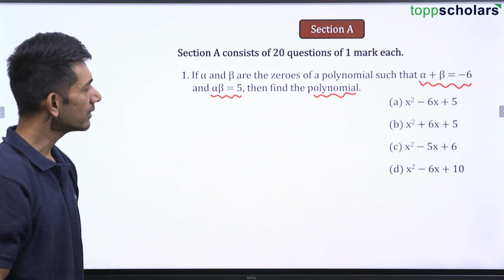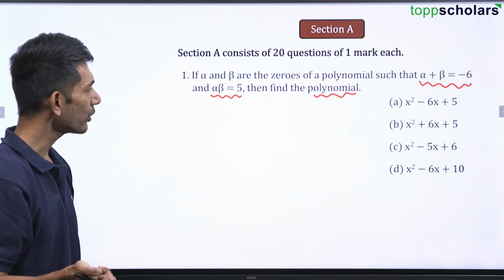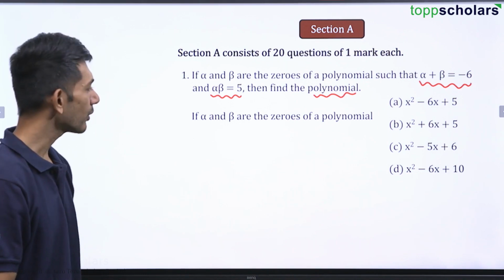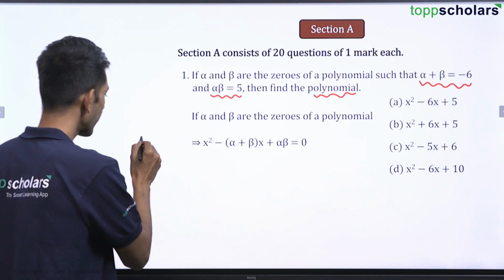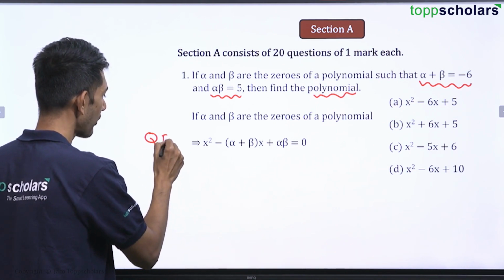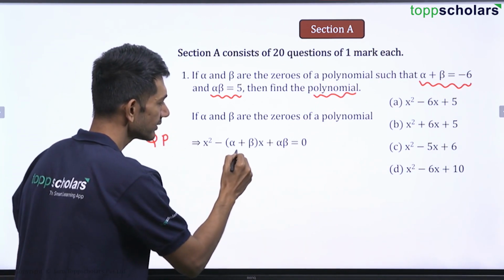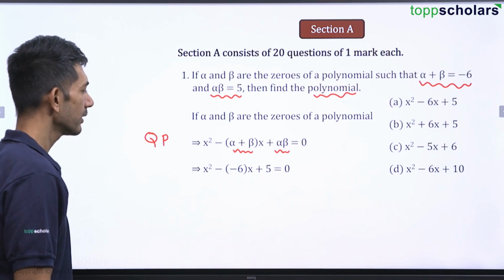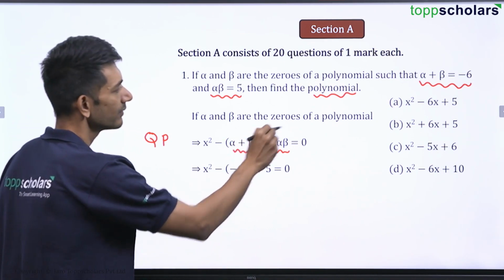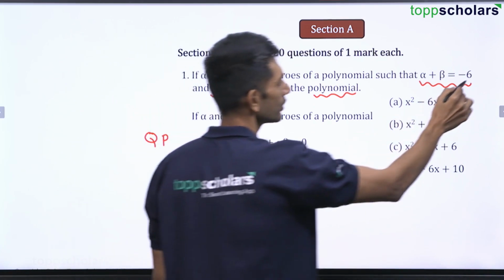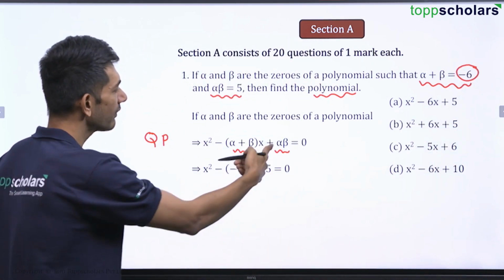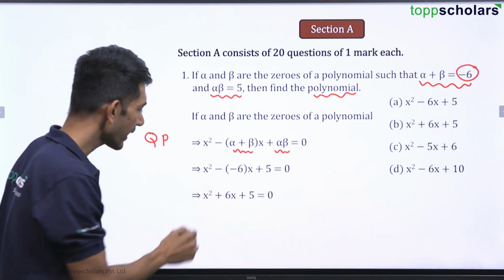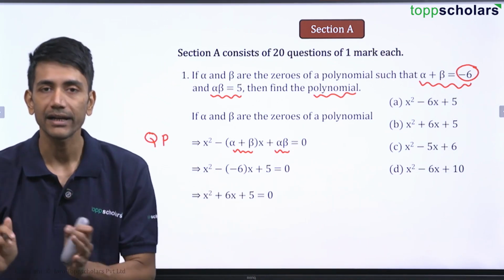So how do we define a quadratic polynomial whose sum and product of zeros are given? Let us have a look. If alpha and beta are the zeros of the polynomial, then the quadratic polynomial is given by x square minus sum of the zeros multiplied by x plus product of the zeros is equal to 0, correct? So here alpha plus beta is negative 6, the value is already given. Alpha into beta is 5. Now minus minus will become plus and you will get x square plus 6x plus 5 is equal to 0, and that is your final answer.